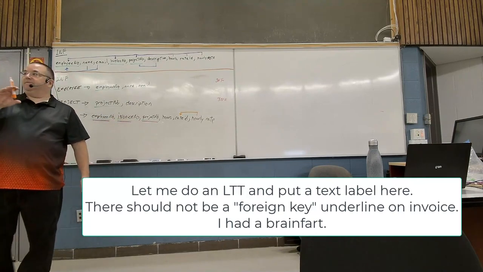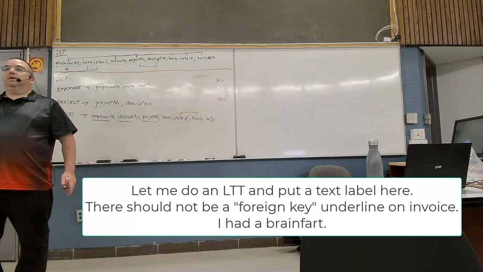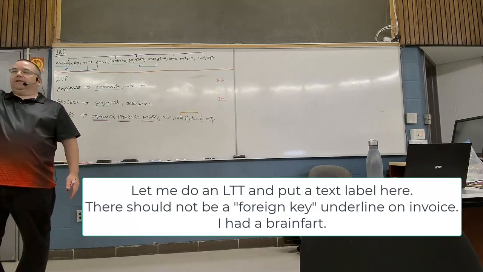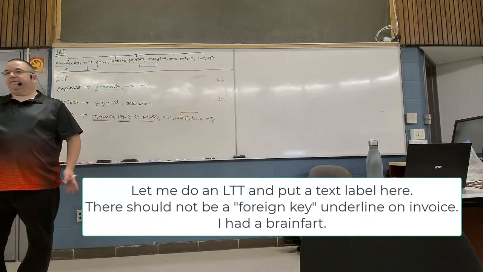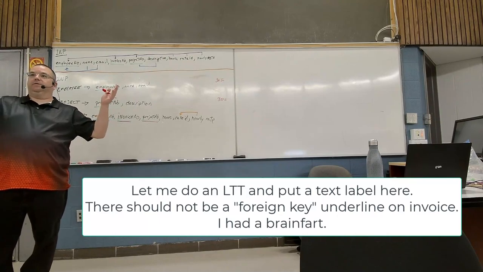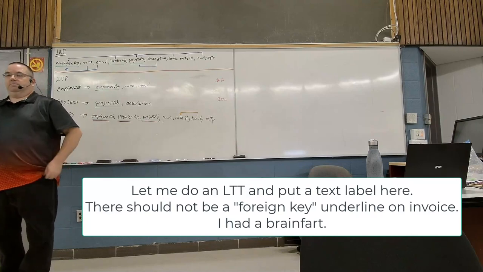From 1NF, you identify the primary key. Second normal form, you get rid of the partials. You identify the partials in 1NF, remove them in 2NF. And how do you remove them? You explode them out of the entity.